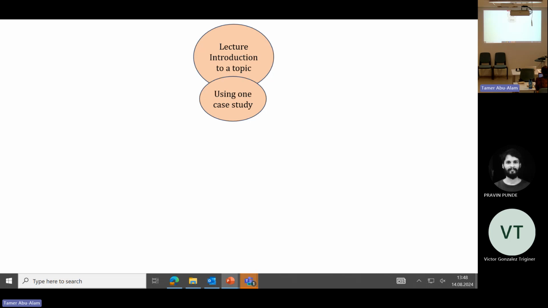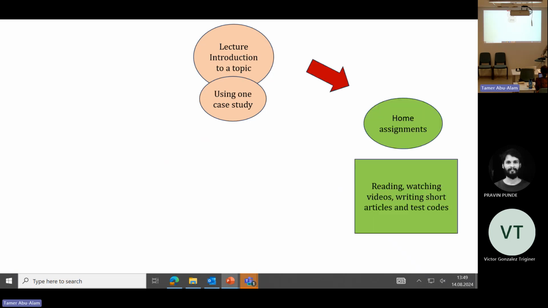During the lecture we will divide into two pieces. The first piece is some basic knowledge around the topic. Then we will go to a case study, like a challenge, and I will show you how this works. Then you need to replicate this challenge at home and read more about the topic. And this is actually the home assignment.